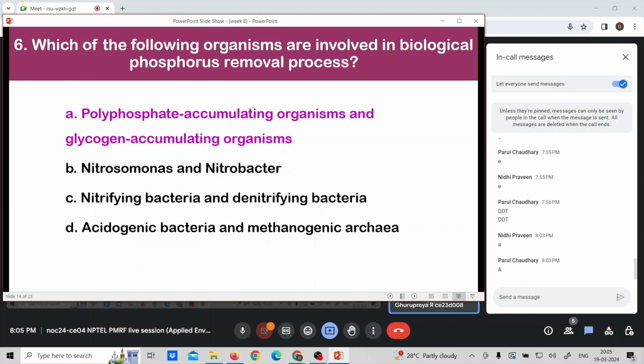So in the phosphorus removal, as far as this particular question is concerned, all other options are totally disconnected from whatever we have asked. So that is why option A is the answer. But to discuss all these options, let's start with the other options. Nitrosomonas and nitrobacter, what are they used for?